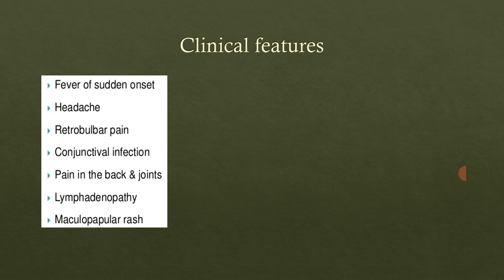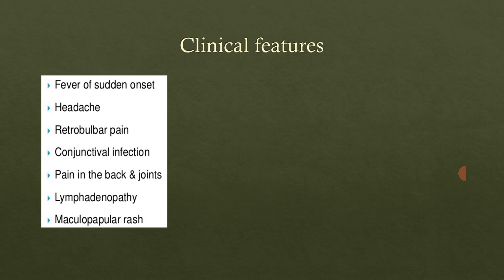Now we will see the clinical features or the clinical signs and symptoms of this disease. Now, as we all know, in dengue disease, the most common is fever, right. Then fever, abdominal pain, pain in the bones, pain in the joints, okay, then retro-orbital pain, headache, conjunctival infection. Okay, then pain in the back and joints, right, as I mentioned. Then lymphadenopathy can be present.